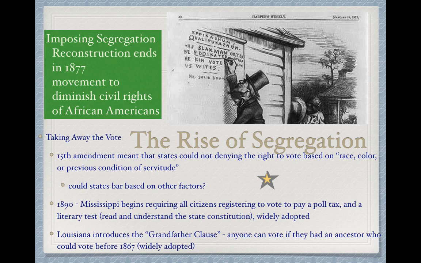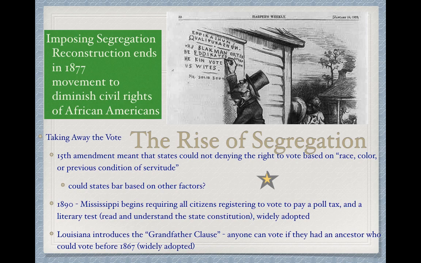So what they start to do, as an example of how to limit Republican victories in the South, is diminish the voting rights of African Americans. So here, the 15th Amendment says you can't deny the right to vote based on race, color, or previous condition of servitude.